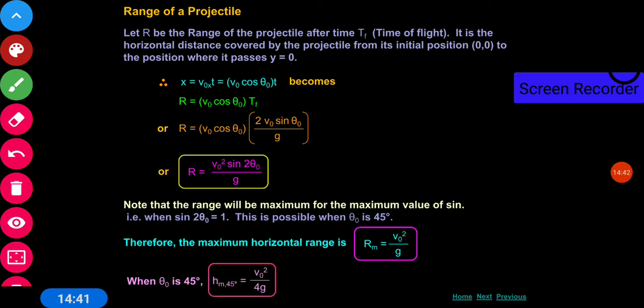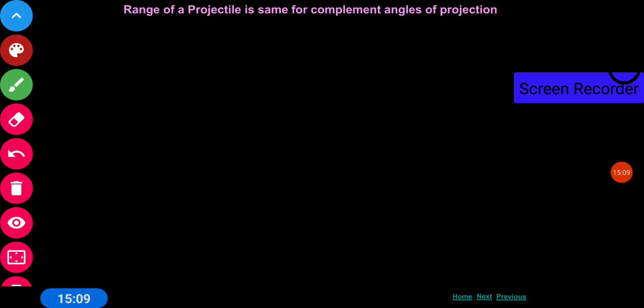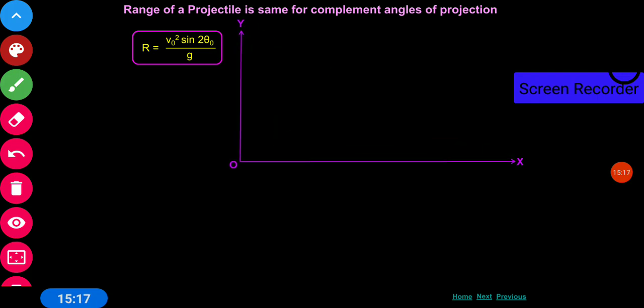When θ0 is 45 degrees, then Hmax becomes v0² / 4g, that is the maximum height, and the range becomes 4 times Hmax. So at θ = 45 degrees, the range becomes 4 times the maximum height. Now, the range of the projectile is the same for complementary angles of projection. Let us find out. We know that R = v0² sin 2θ0 / g.